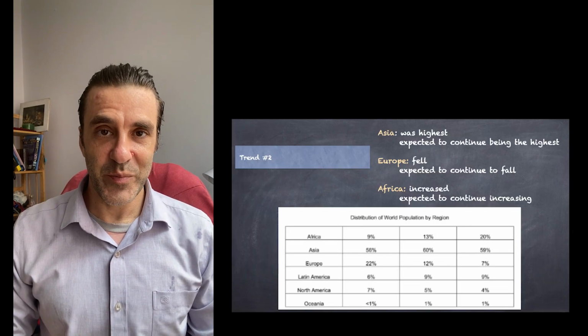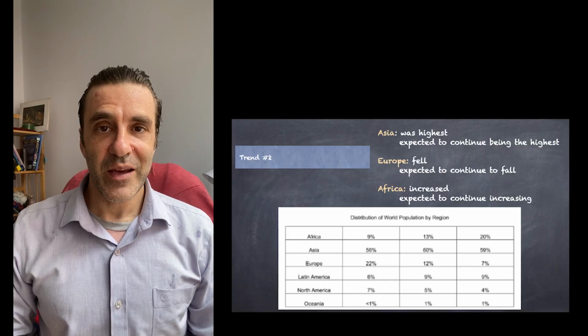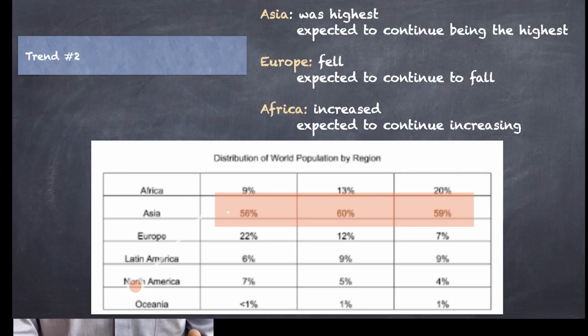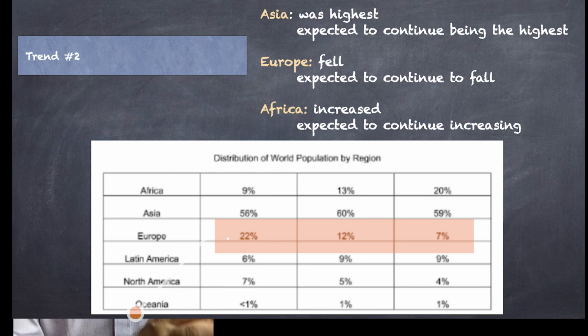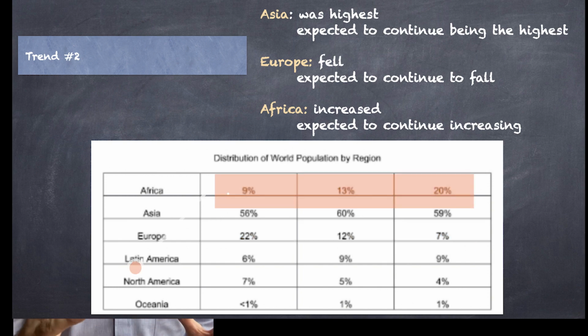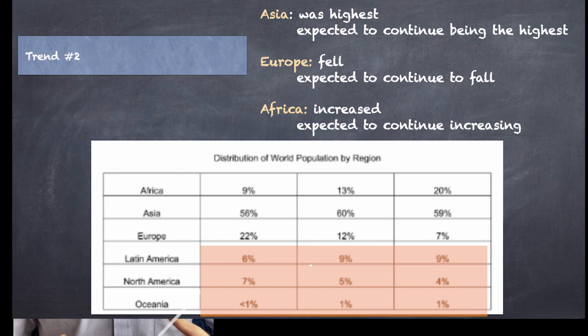That is the trend. When I look at the second part of the table, I see that Asia was the highest, and in the future is expected to continue being the highest. When I look at Europe and Africa, the population in Europe fell and is expected to continue to fall. And we look at Africa, Africa increased and is expected to continue increasing into the future. We could mention information about Oceania and North and Latin America, but we don't have to.